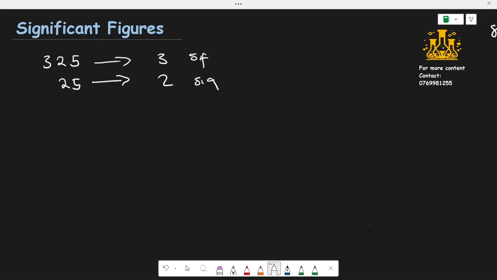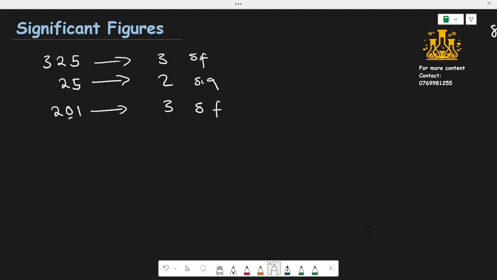What if we had a number like 201? How many significant figures does this number have? We find that this has three significant figures. So from this, what you need to note is that when a 0 is between two non-zero numbers, it is significant. So like here, it is between 2 and 1, so it is significant.